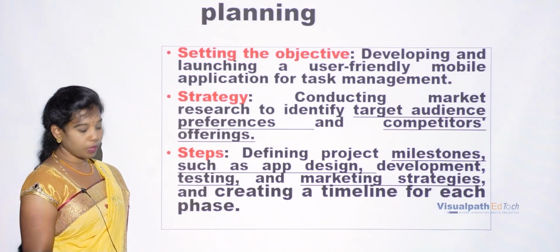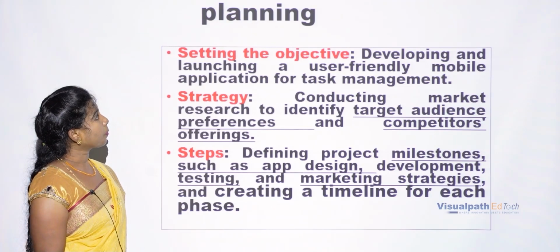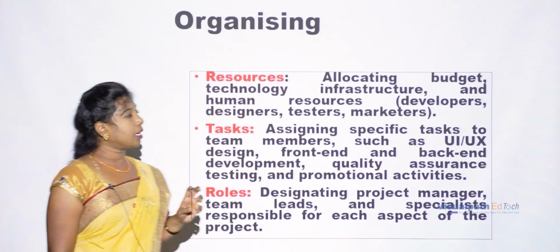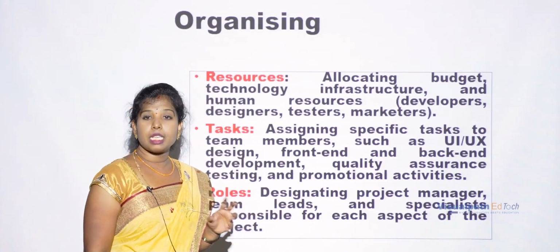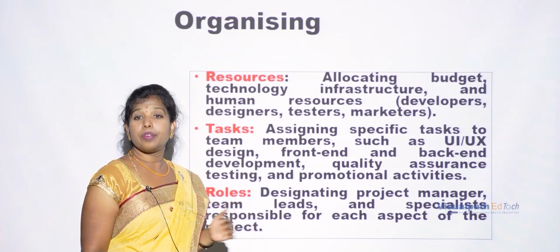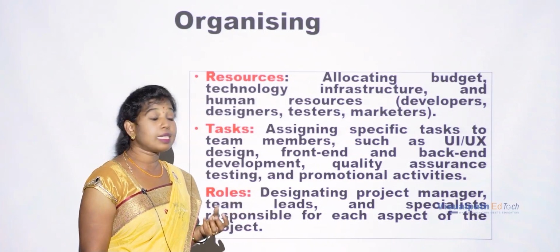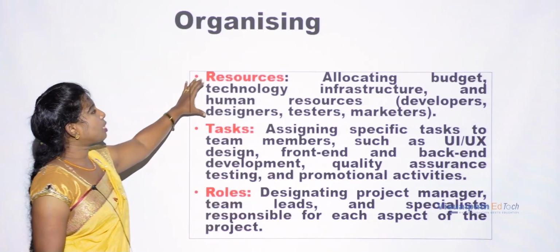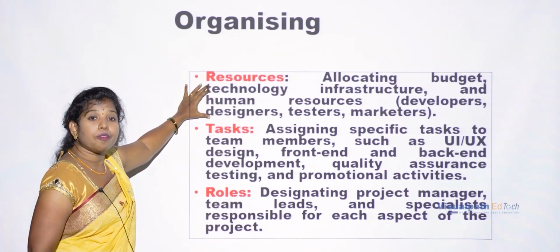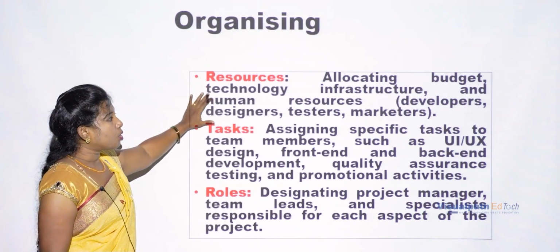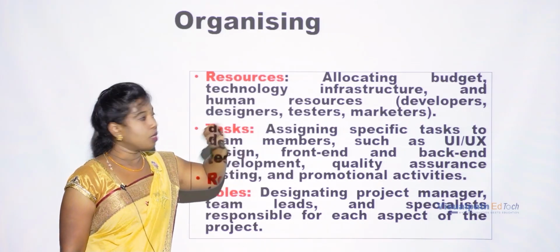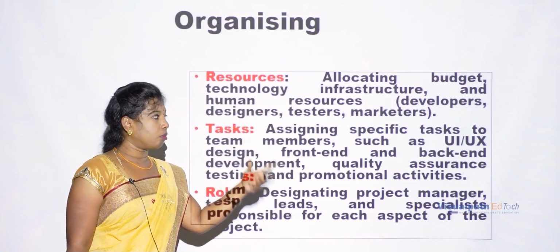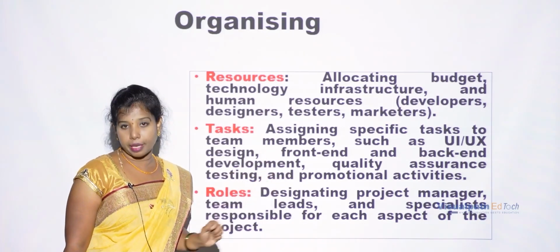And coming to the next one, organizing. Organizing is nothing but the tasks and responsibilities being allocated to different persons depending on their skills and their compatibility. So coming to here, the first one is resources. How are you dividing your resources? The first one is allocating budget. How much budget do we want for the new mobile application?